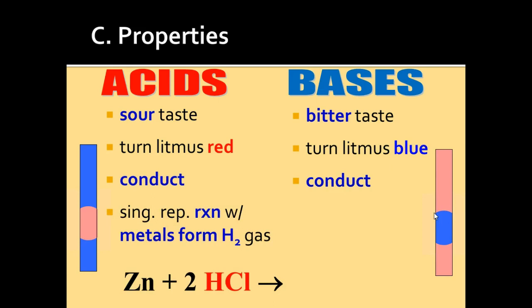And the cool thing about acids is that when they react with a metal, we have a single replacement reaction, and remember the types of reactions. It's a single replacement because the zinc kicks out the hydrogen and forms an ionic compound, zinc chloride. The single replacement reaction with metals forms hydrogen gas. So acids, when they react with metals, form H2 gas. Notice how the zinc kicked out the hydrogen, and chlorine and zinc bonded and formed an ionic compound, and then hydrogen's all by itself and makes a gas.